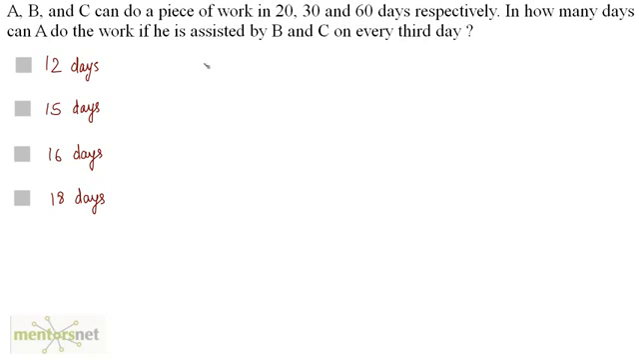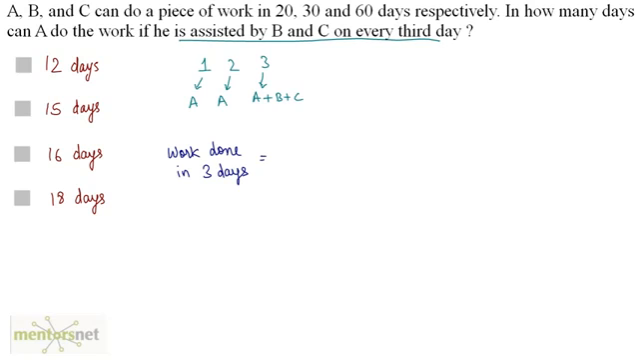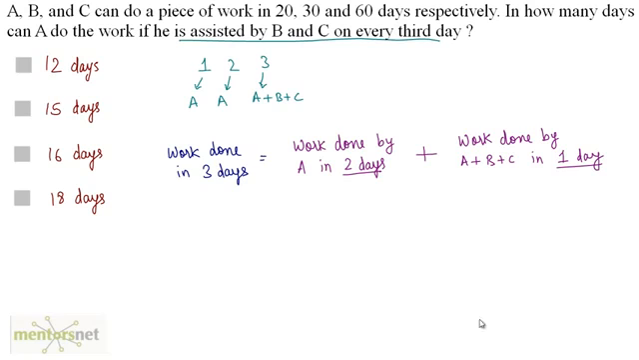Well, let us look at the pattern of the work that is done in the first 3 days. So on the first day A is going to work, on the second day again A is going to work, and on the 3rd day all of the 3, A, B and C, are going to work, because it is given that A is assisted by B and C every 3rd day. So this is the pattern of work. So let us first calculate the work done in 3 days, and it will be equal to the work done by A in 2 days plus the work done by A, B and C in 1 day.